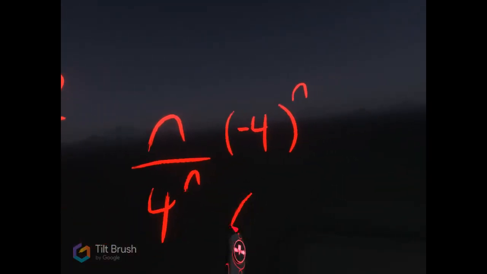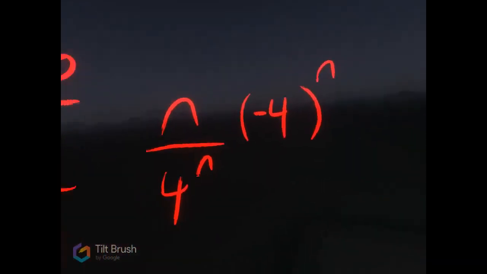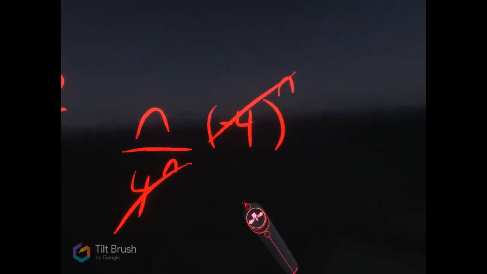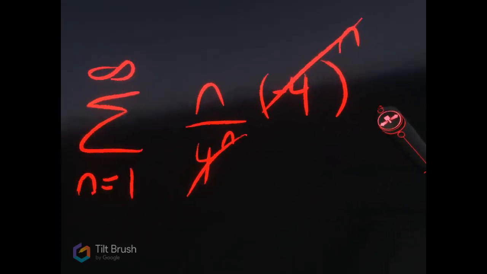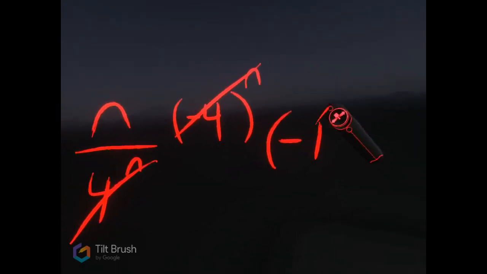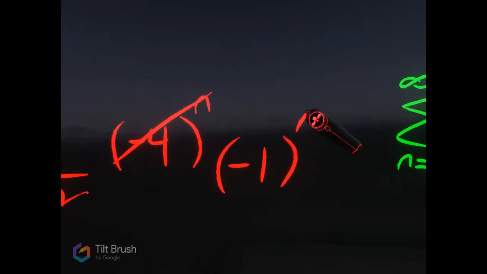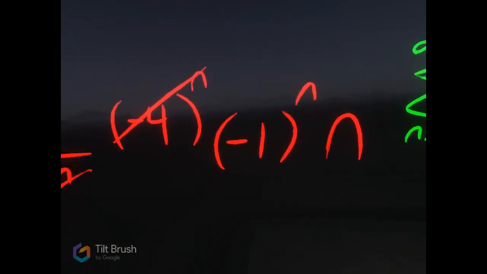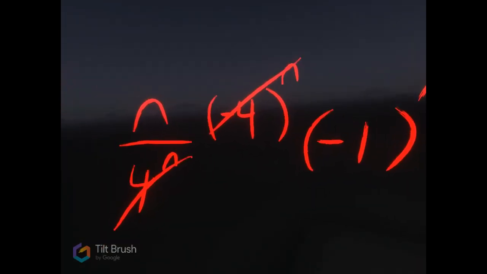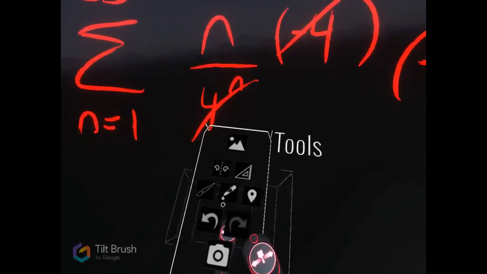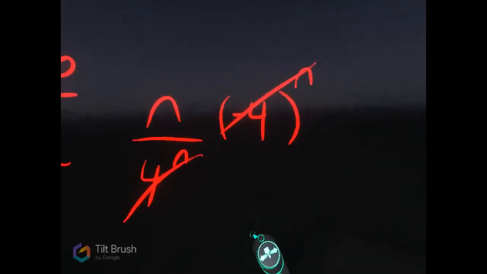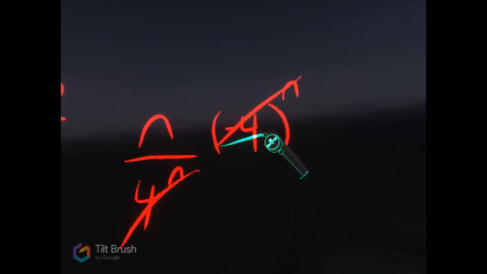So I have 4 to the n with the negative 4 to the n on top, so the 4s will go away and you just have negative 1 to the n, and then there's an n. Be careful crossing out the negative 1 to the n. Wait, now it looks weird, it's all smashed together. Someone's messing with the lines.